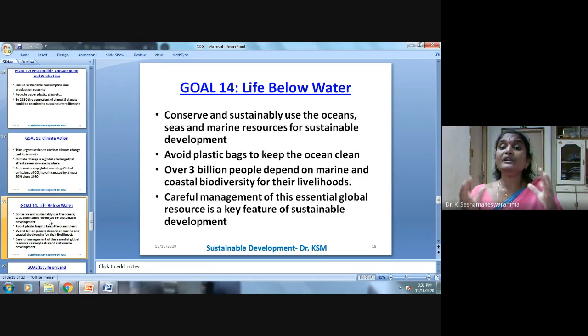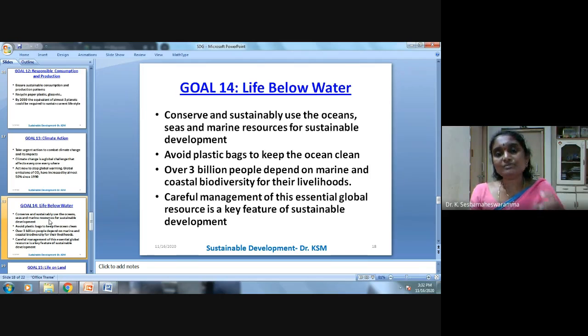3 billion people depend on marine and coastal biodiversity for their livelihood, especially coastal people. If we are affecting them with these plastics, their livelihoods are also affected. Due to biomagnification, that plastic comes to us only, while we are eating. Without thinking of these things, we are simply throwing, simply misusing.